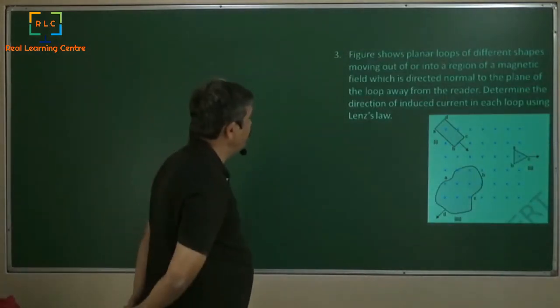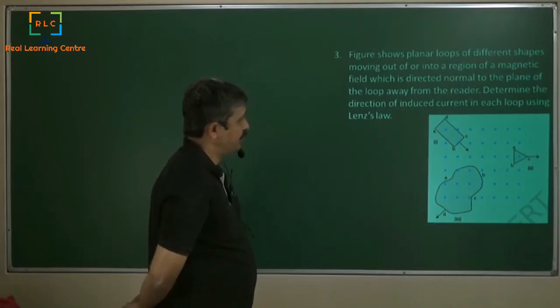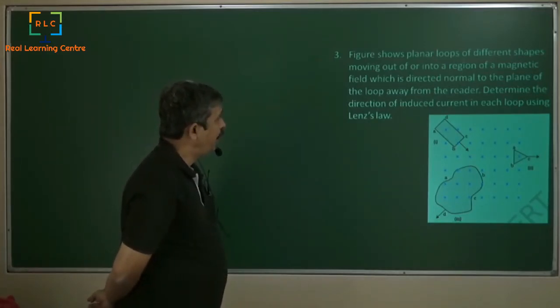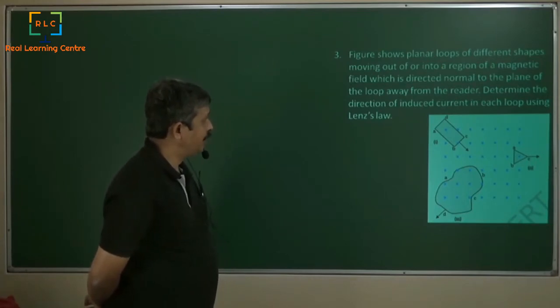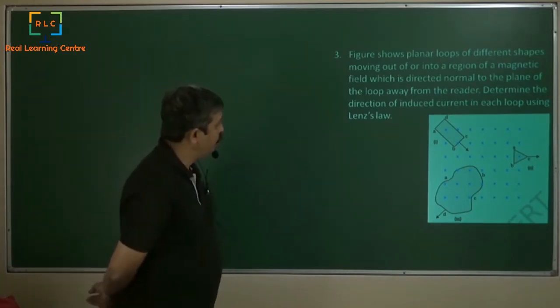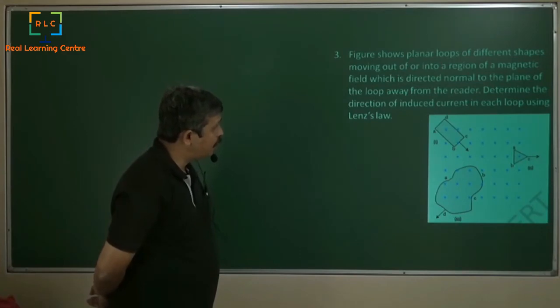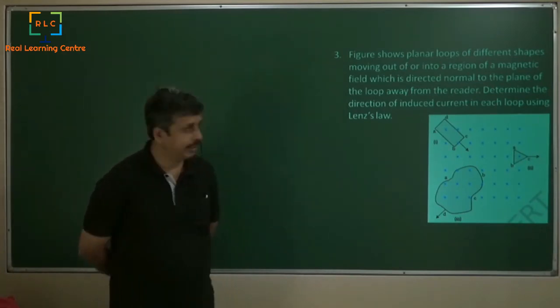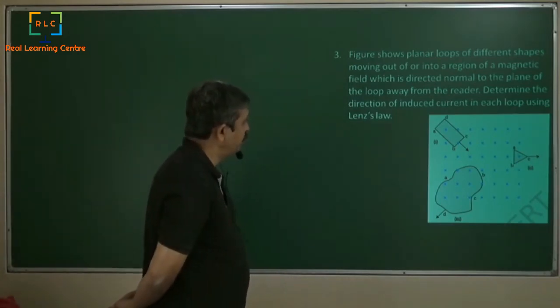Now, the figure shows planar loops of different shapes, moving out of or into a region of a magnetic field, which is directed normally to the plane of the loop, away from the reader. Now determine the direction of induced current in each of these loops.